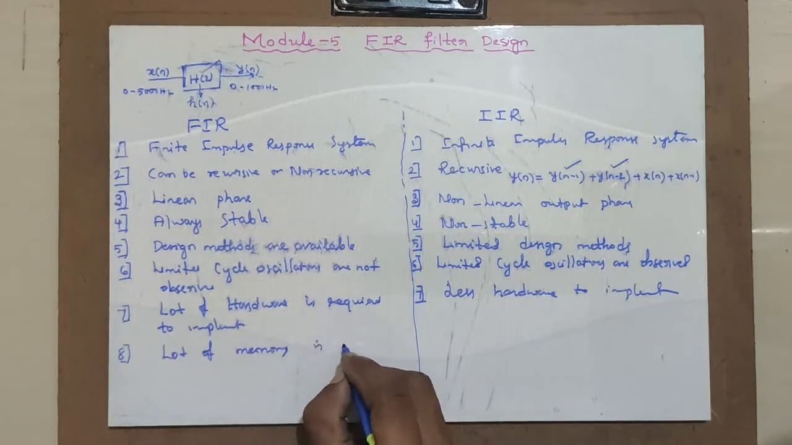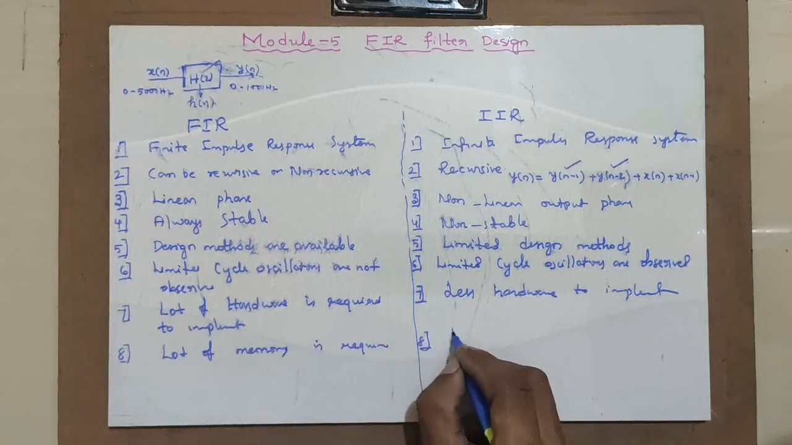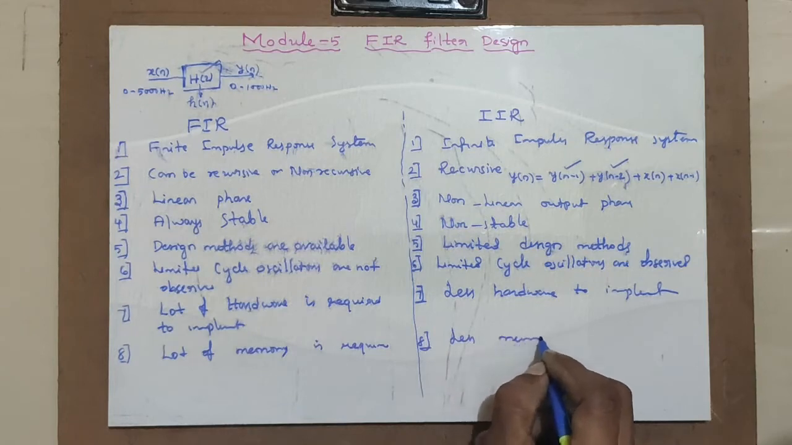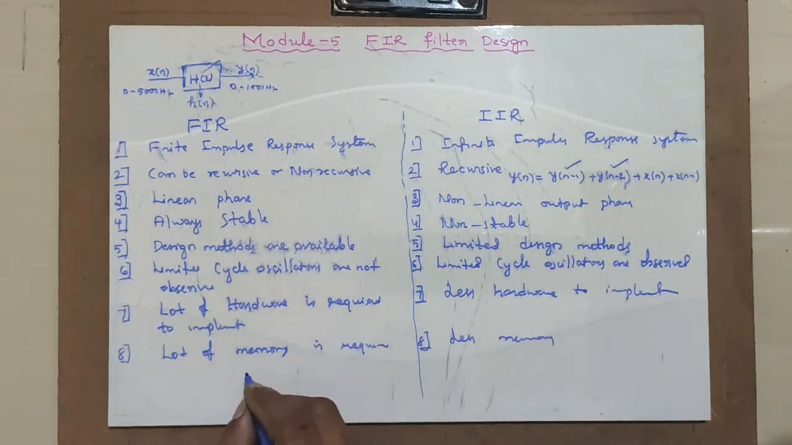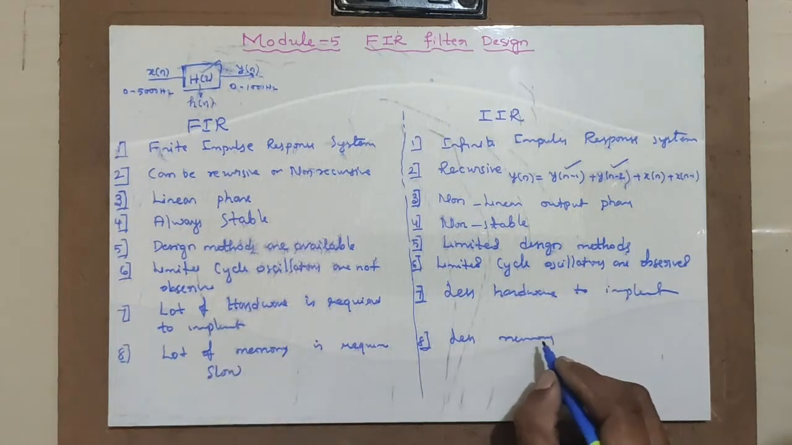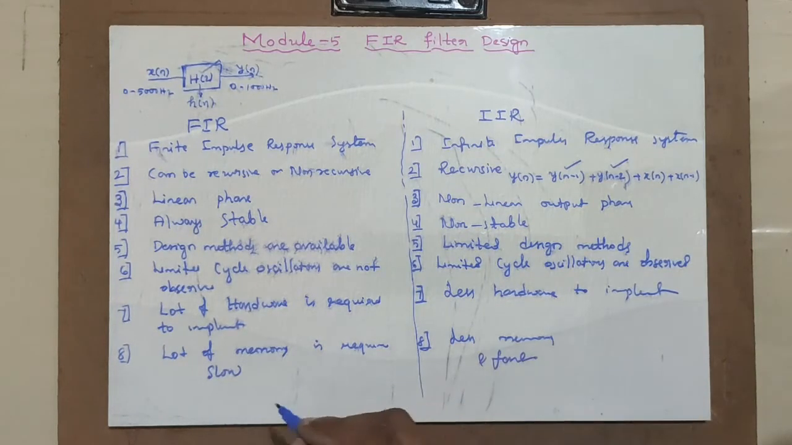is required. Here less memory. Less memory, because in FIR a lot of memory is required and they become slow. This is the second one. Less memory required and fast. This is one of the advantages of IIR system. They are fast as compared to FIR systems, where FIR systems are slow.